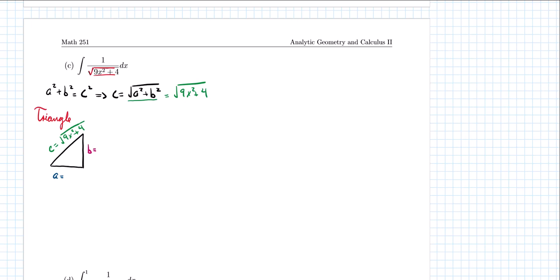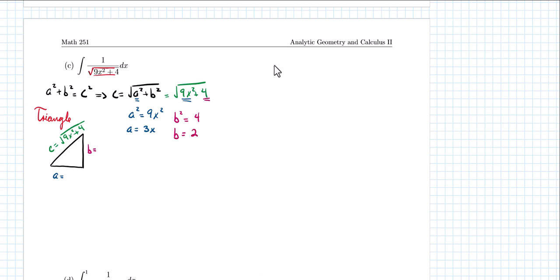Okay, so for this one here, it looks like our a, well, we have here a squared is equal to 9x squared. So that means that a is going to be equal to 3x, and b squared is equal to 4. So then the b is equal to 2.